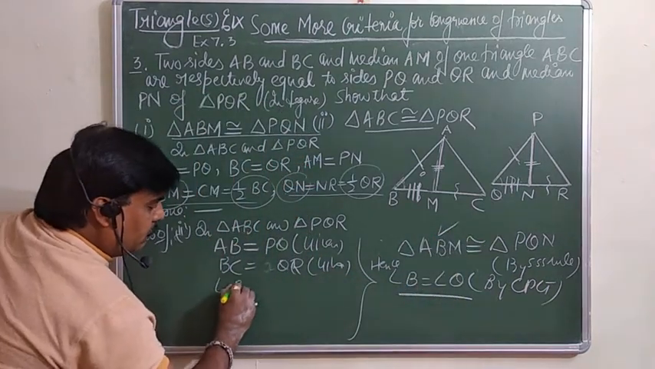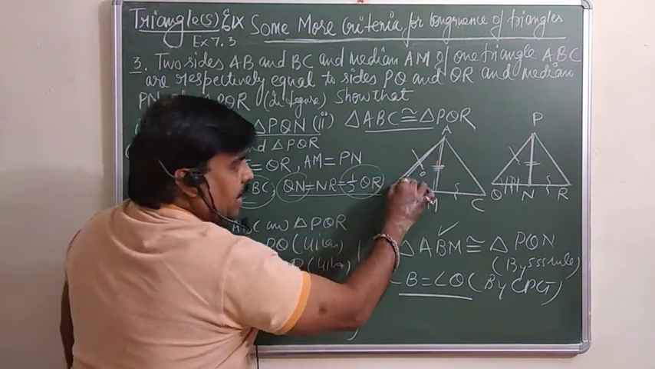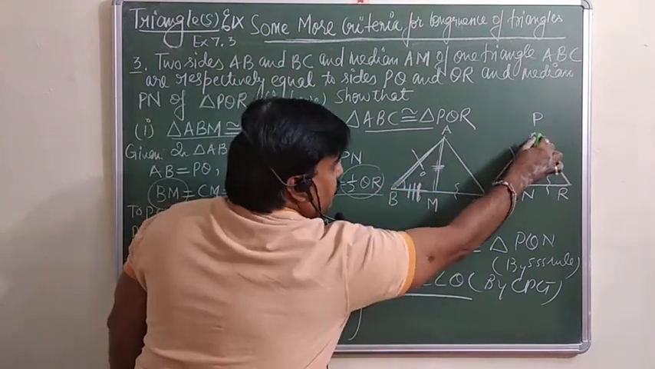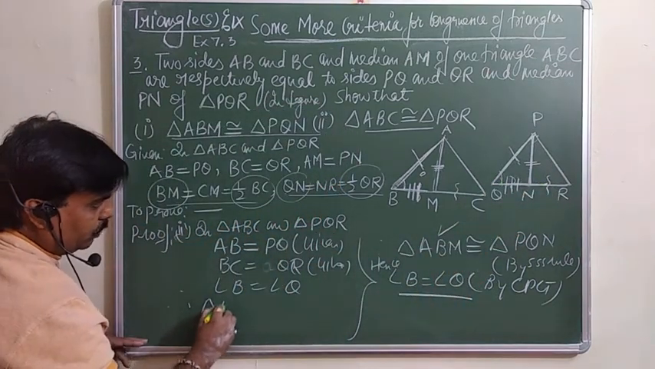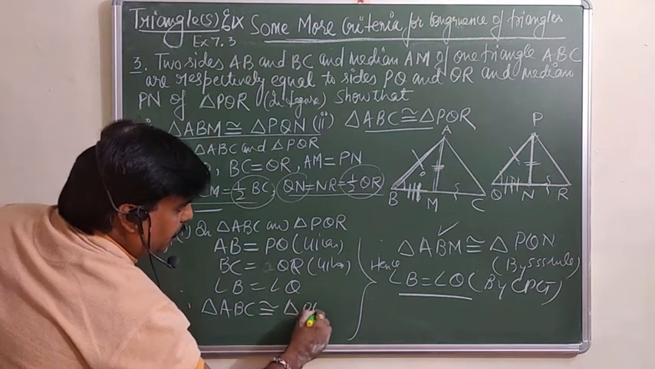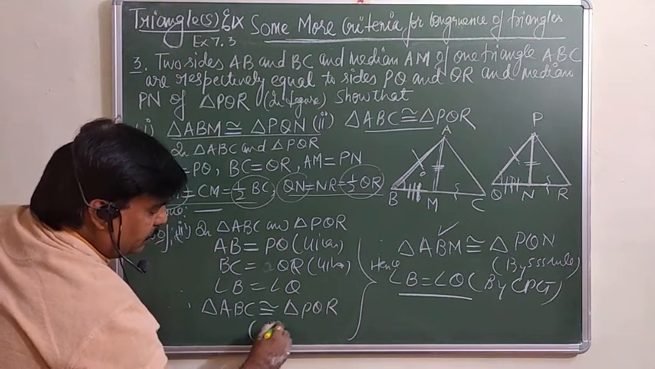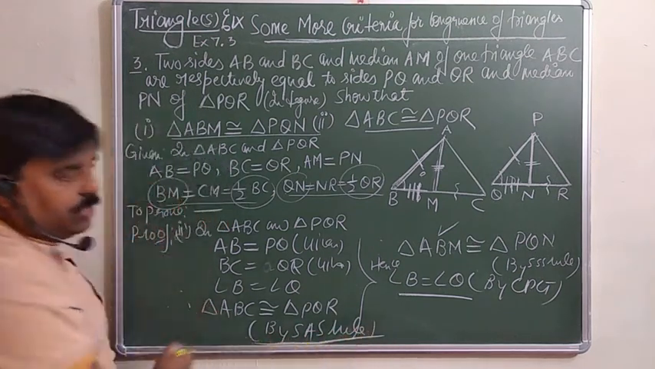Angle B is equal to angle Q. So what you can say? Side, angle, side. You can say both the triangles are congruent. So you can say that triangle ABC is congruent to triangle PQR, and this is by SAS rule. Have a look.